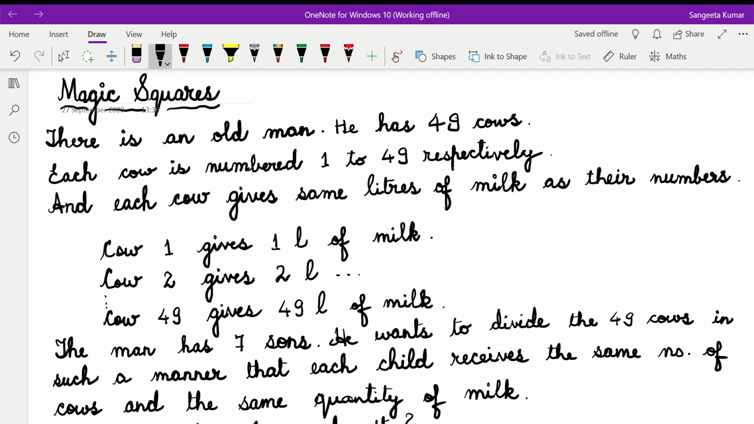The man has 7 sons. He wants to divide the 49 cows among his 7 sons in such a manner that each child receives the same number of cows and the same quantity of milk. Can you help him do it?